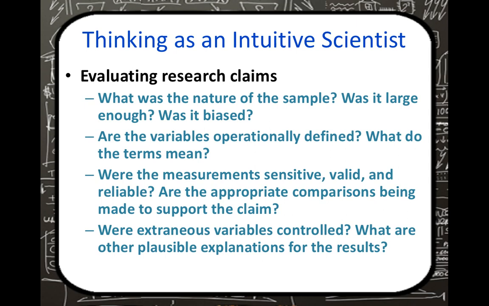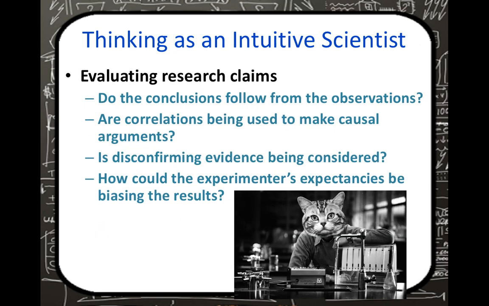You may also ask yourself, were extraneous or other variables controlled for? What are some other plausible explanations for this particular result? Does it make sense that something else is actually at play here and we're not really measuring the cause of something we think we are? Do the conclusions follow from the observations? Does it make sense? If you observe some things, does that conclusion make sense?